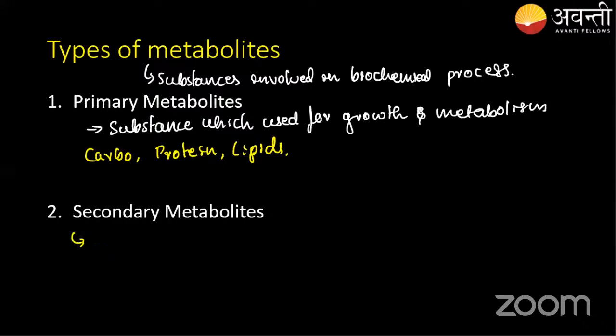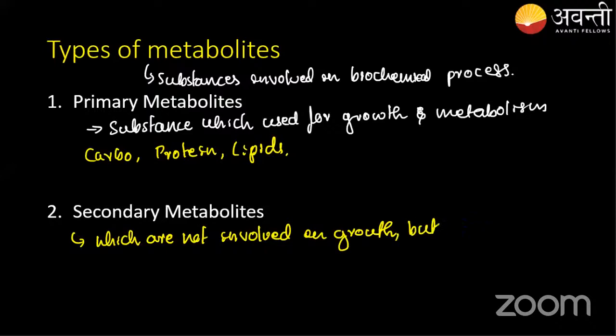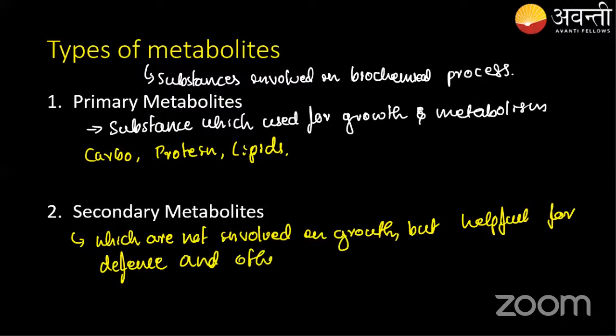What are secondary metabolites? Secondary metabolites are substances which are not primary metabolites, or in other words, which are not involved in growth. Then why are they useful? If not useful for growth, what are they there for? They are helpful for defense and other things. Defense and other things are the important part here.